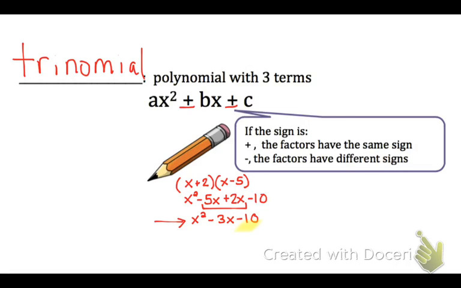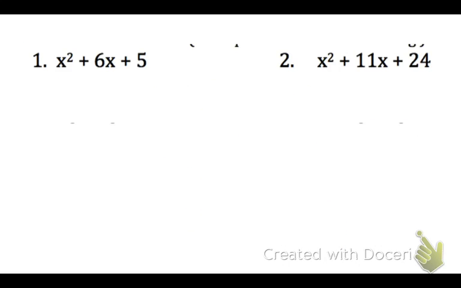When I am given a polynomial, I immediately look at this plus c or minus c. If it's a positive, for instance if it had been a positive 10 at the end, that would come from either positive 2 times positive 5 or a negative 2 times negative 5. So when it's a plus in my constant term, or last term, this tells me that the factors have the same sign. If it's a minus, the factors have different signs, and I'll talk you through this as we go through different examples.